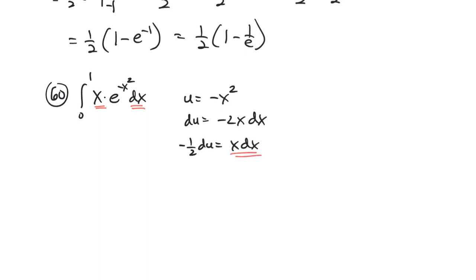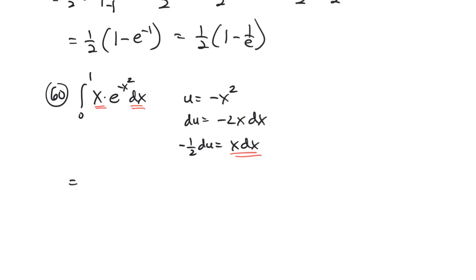So then we can do our substitution. We get rid of the x dx and swap it out with negative 1/2 du. And this becomes e to the u. So we would go, this is equal to, oops, let me move this over a little bit here.